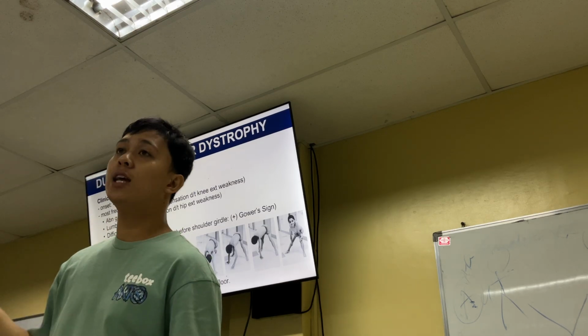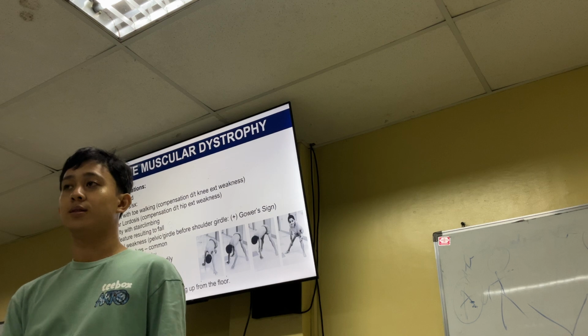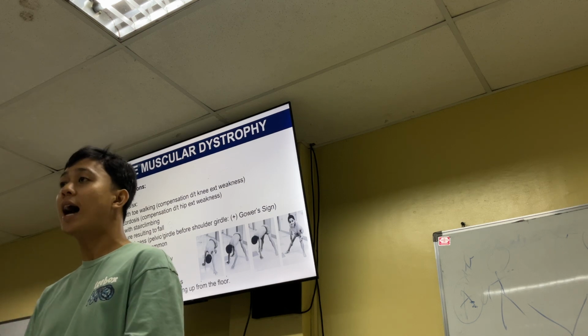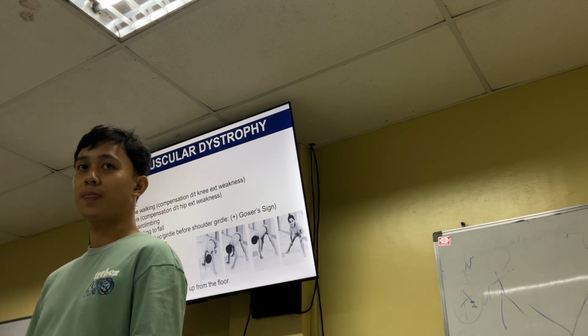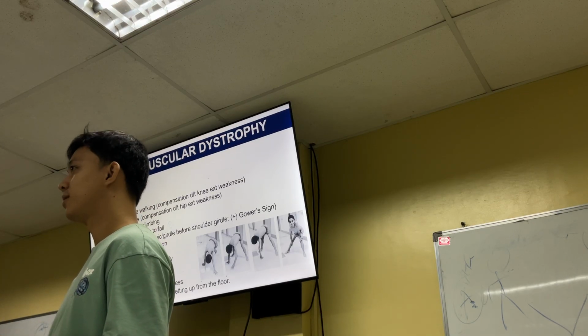So in Gower sign, usually what is the process? From the floor, they use their hands to what? To propel the body up. Why are they using their hands? Because they are weak.